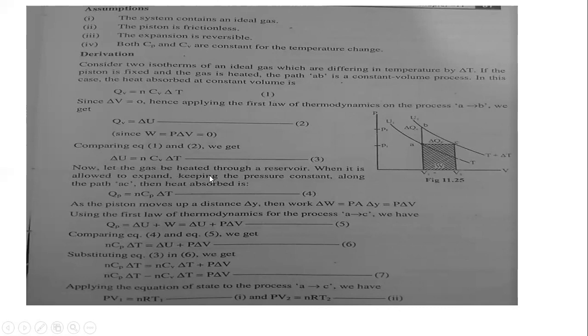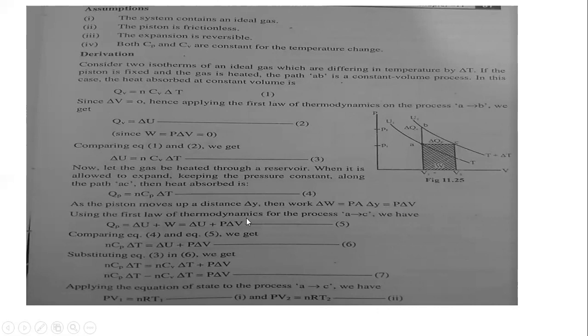Now let the gas be heated through a reservoir and allowed to expand, keeping the pressure constant along the path AC. In this path, pressure is constant. There is no change in the pressure. Then the heat absorbed is delta Q equals n Cp delta T as the piston moves up a distance delta Y. The work done is delta W equals P A delta Y, or P delta V.